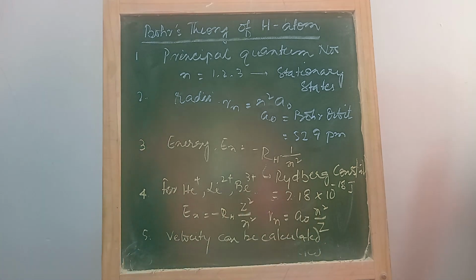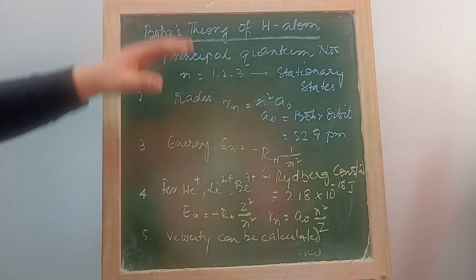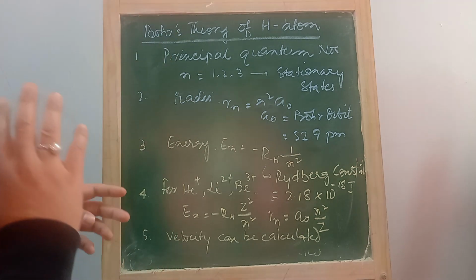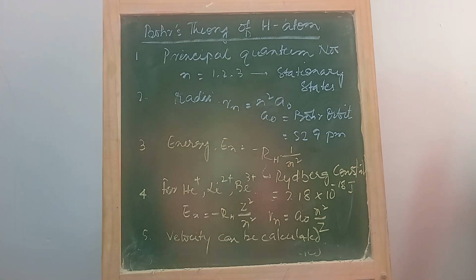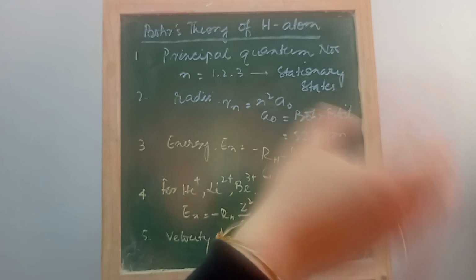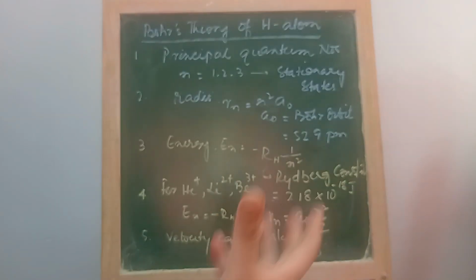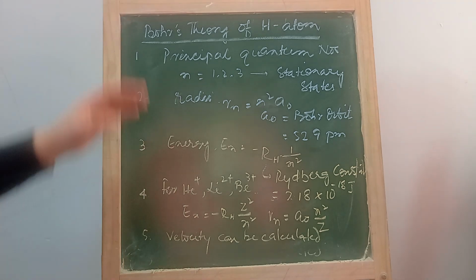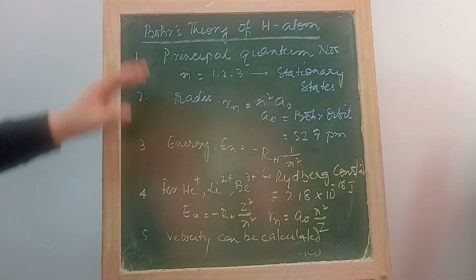Accordingly, the formula for calculating the radius and the energy is slightly modified to contain the atomic numbers. The last point: Bohr's theory says that it is a theory, meaning it assumes some points, and it is able to describe a few phenomena related to the hydrogen atom, like the spectral lines, the atomic spectra of hydrogen. These can be explained through this theory.